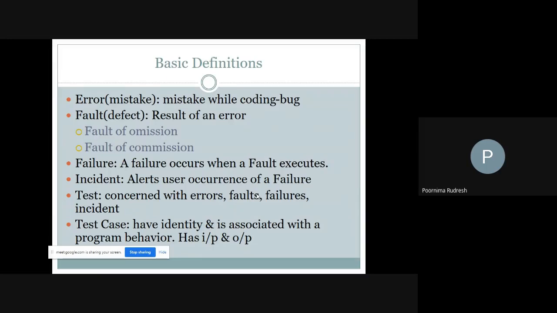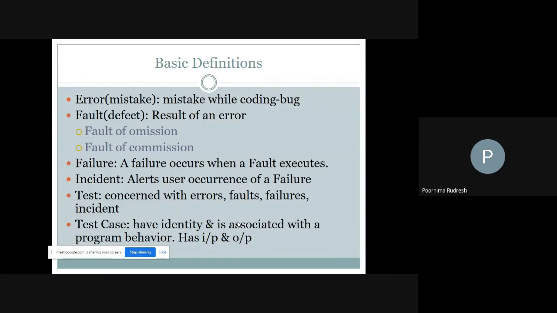A fault of omission means something you've forgotten to write in the code, and a fault of commission means you have written it in the code but in a wrong manner. Understood the difference between fault of omission and fault of commission? Any doubt in fault of omission? Fault of omission means you have not included that in the program, and fault of commission means you have included it in the program but in a wrong way.